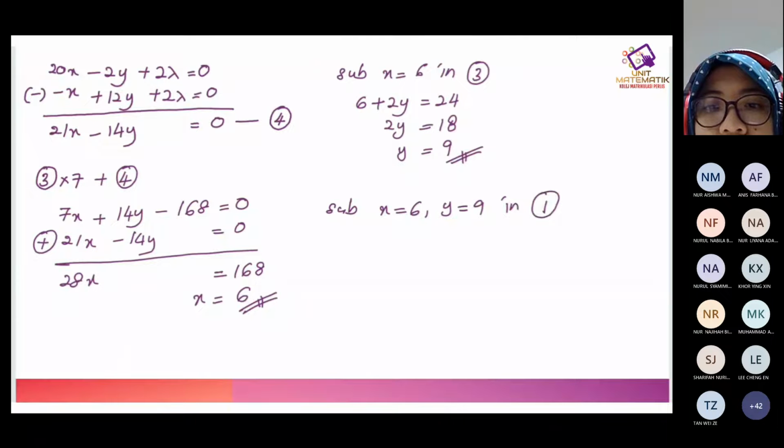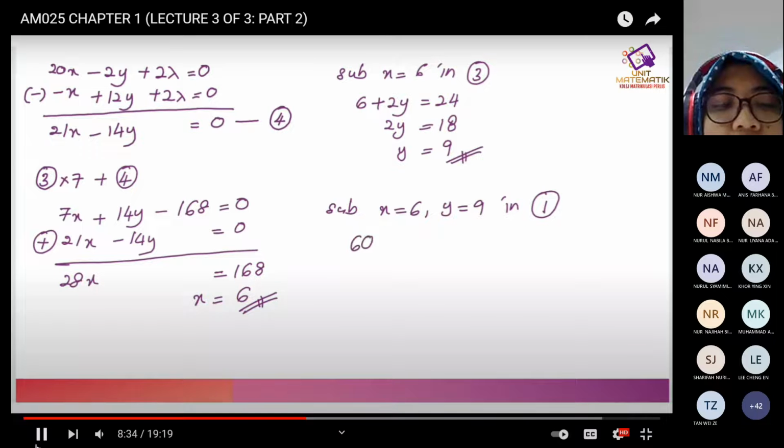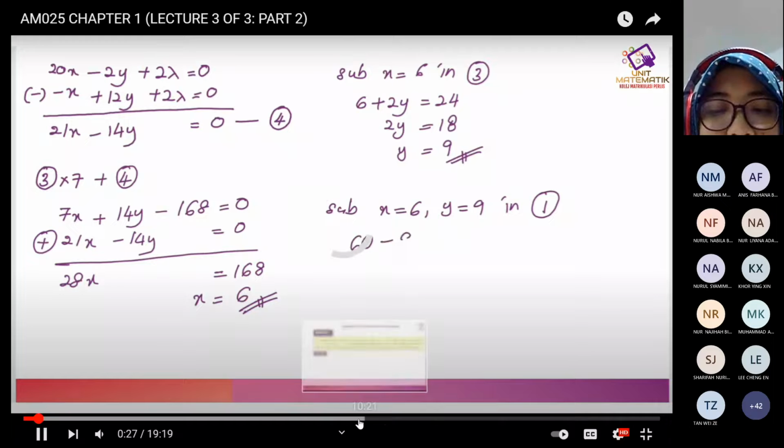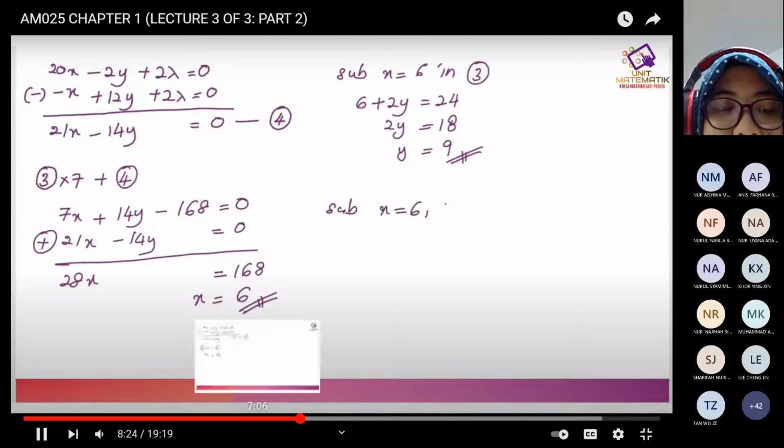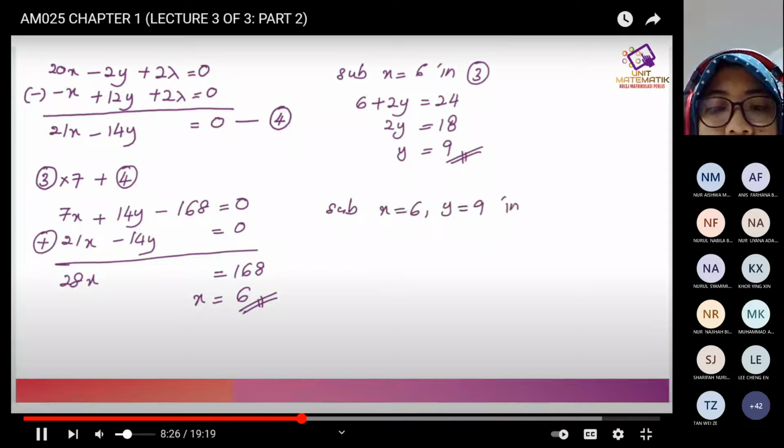From equation 1, 60 minus. Okay. Substitute x equal to 6, y equal to 9 in equation 1. Sebab apa nak substitute dengan equation 1? Sebab nak cari nilai lambda pula. Lambda ada di equation 1 atau 2 kan? Equation 1 atau 2. So, tak kisahlah. Nak substitute dalam equation 1 boleh. Nak substitute dalam equation 2 pun boleh. Mana-mana tak apa. Sebabnya objektif nak cari nilai lambda pula.